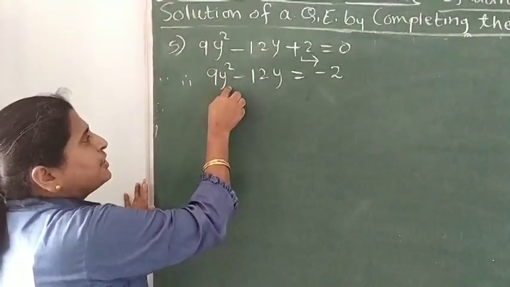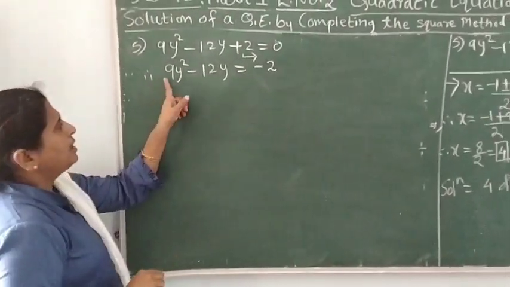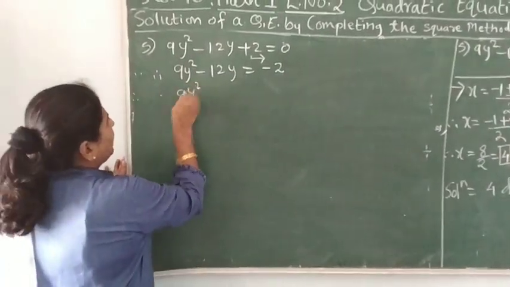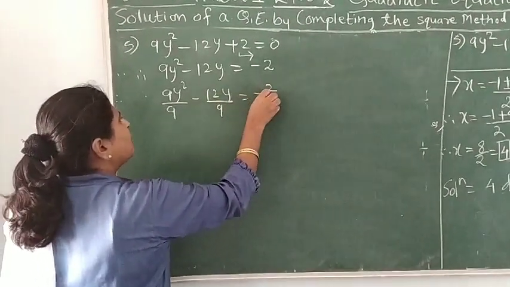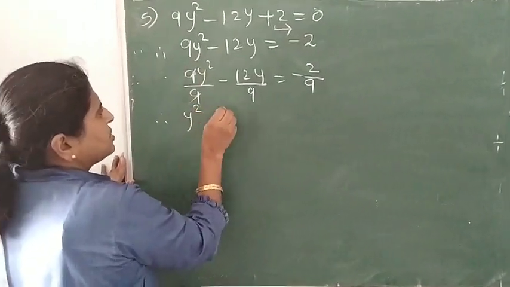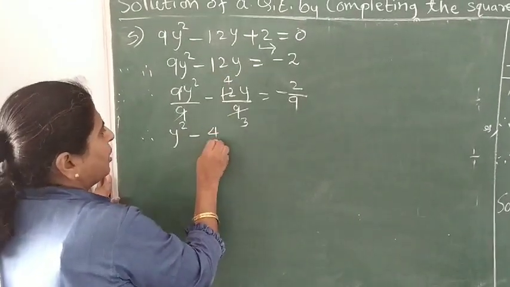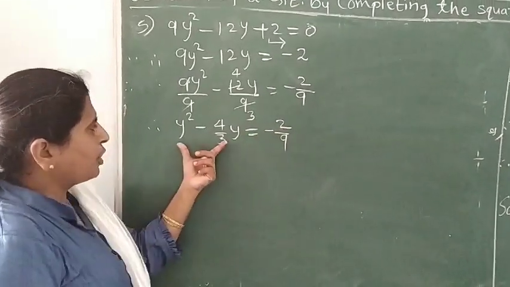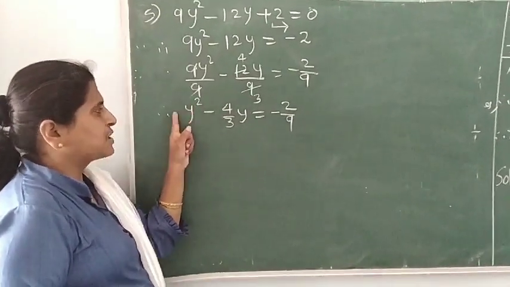Now, as the coefficient of y square is not 1, it is 9, we have to make it 1. How? Divide all terms by this number. Therefore 9y square divided by 9 minus 12y divided by 9 is equal to minus 2 upon 9. So this 9 will get cancelled. It will become y square minus, now here 3 3s are 9, 3 4s are 12, so it is 4 upon 3y is equal to minus 2 upon 9. Now we have got a quadratic equation where the coefficient of y square is 1.